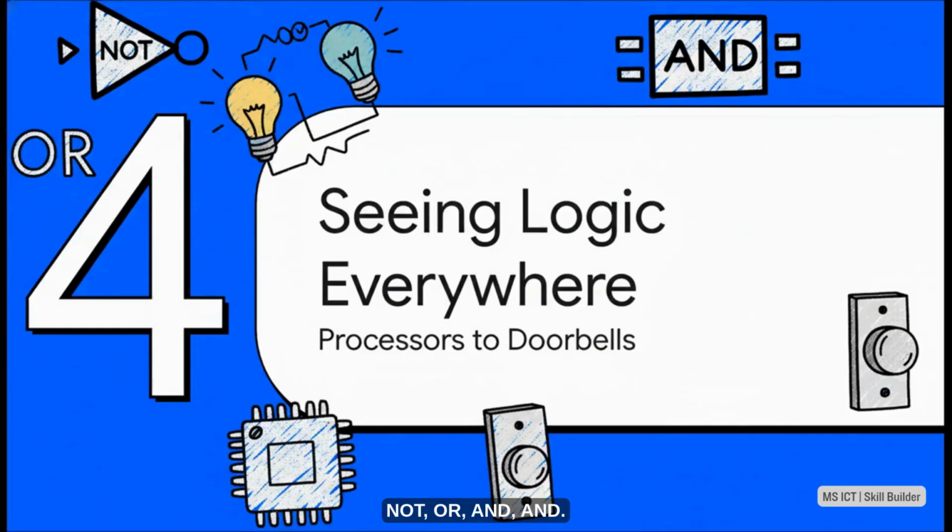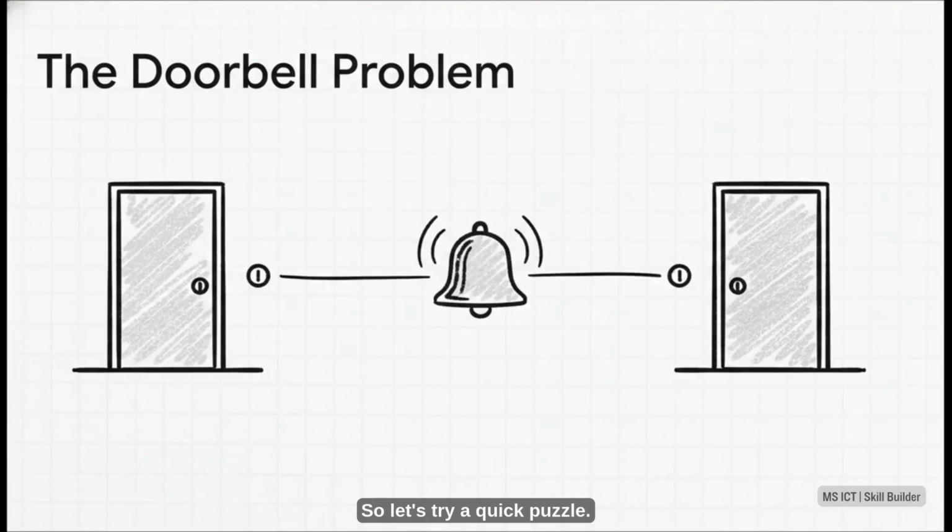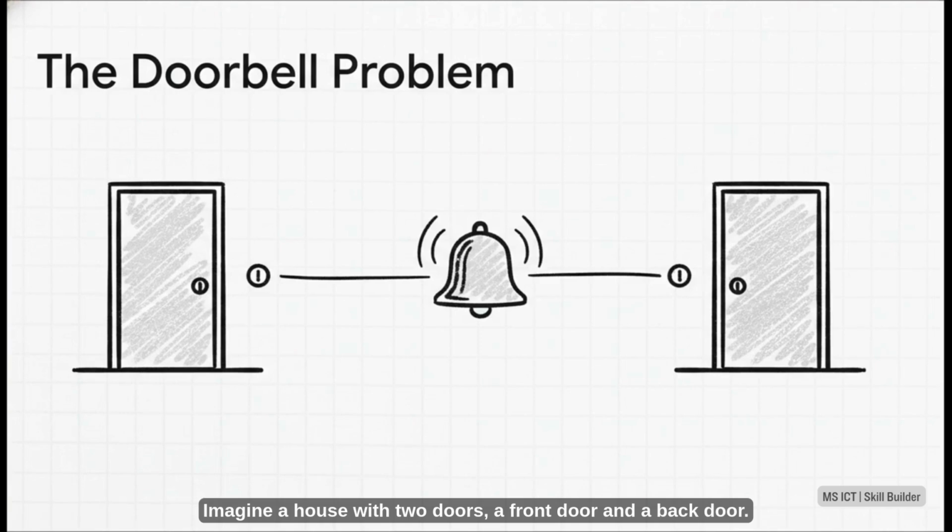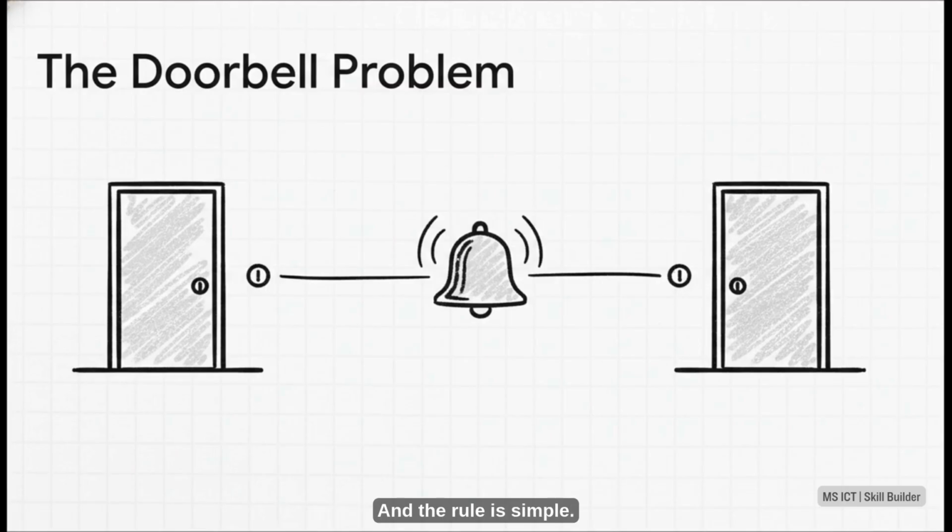So there you have it. Not, or, and. Now, they might seem a little abstract, but here's the cool part. Once you know their rules, you start to see them everywhere, even in really simple, everyday things. So let's try a quick puzzle. Imagine a house with two doors, a front door and a back door. Each door has its own doorbell switch, and the rule is simple. The bell rings if at least one of those switches is pressed.